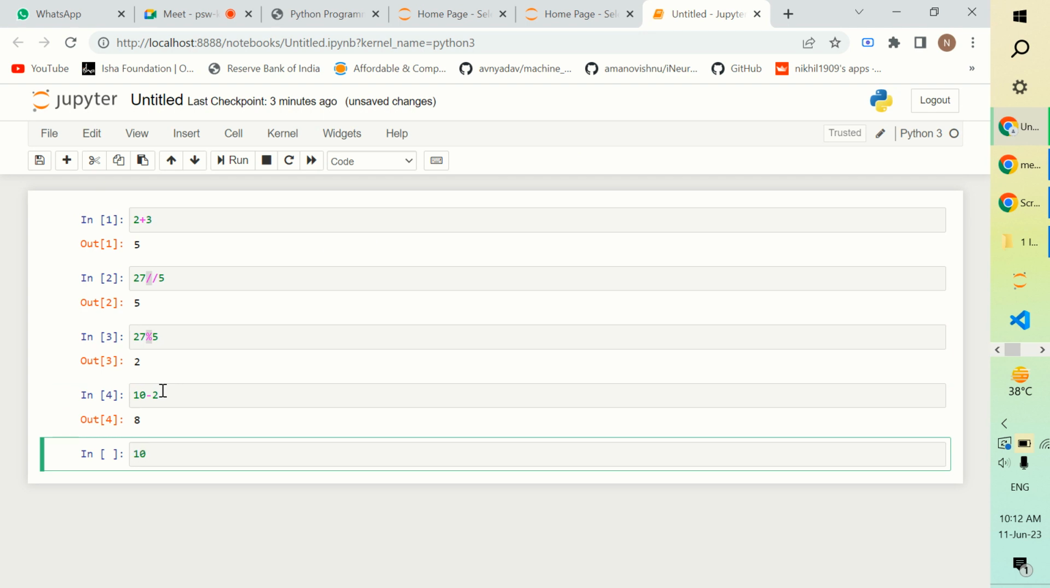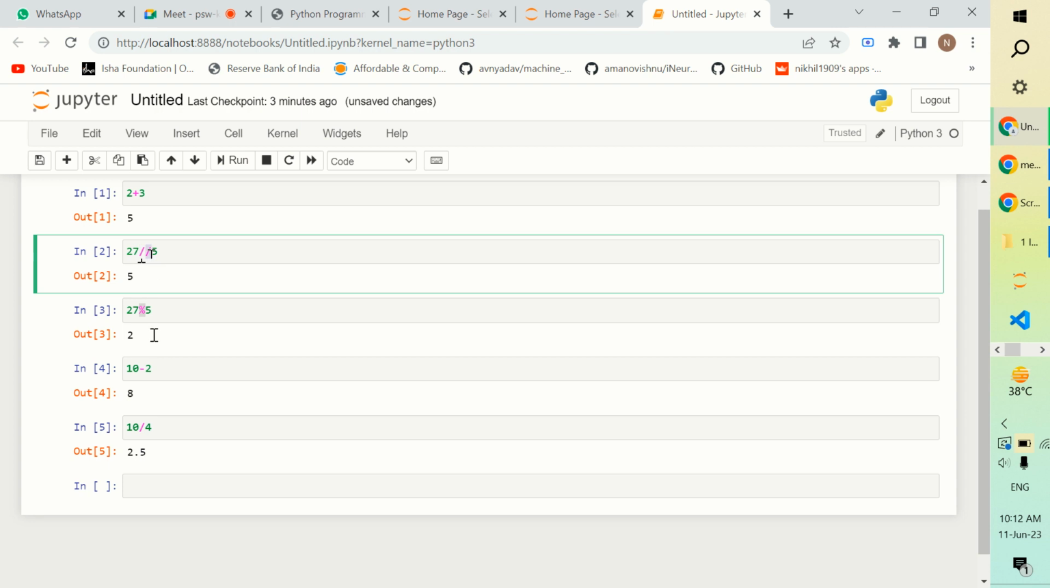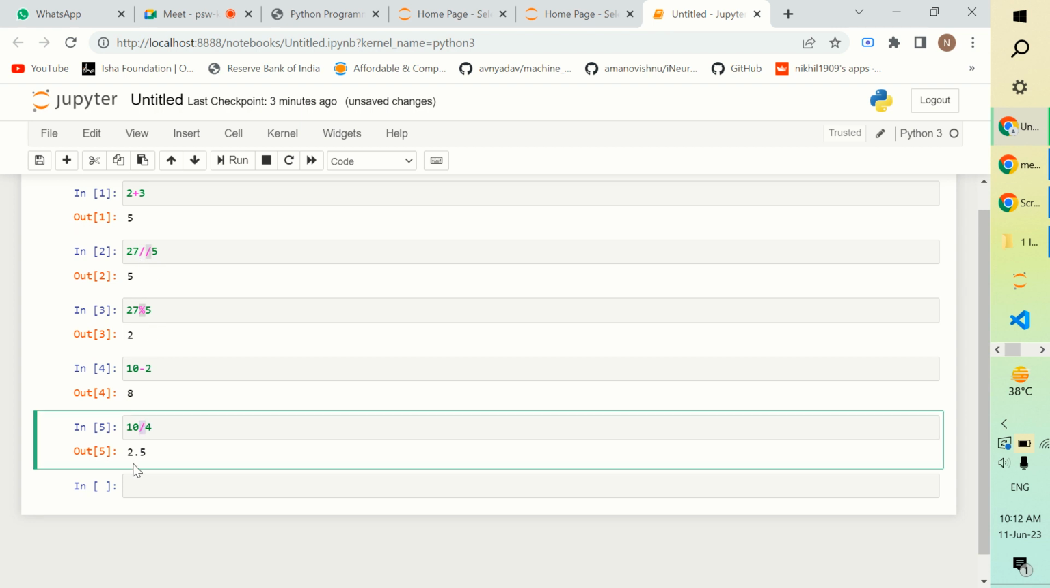Then there is simple division. If I divide 10 by, let's say, 4, then I'll get 2.5. So this double slash is integer division and single slash is floating point division.